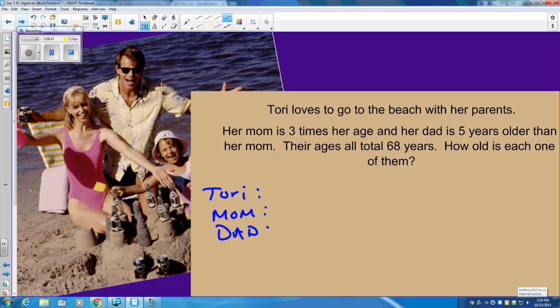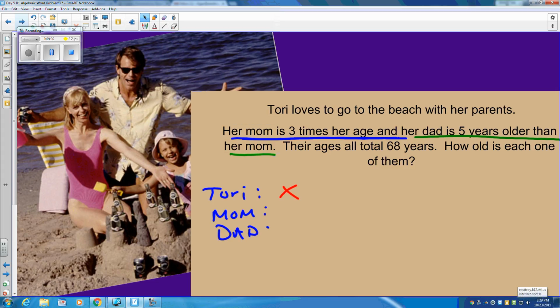So let's reread it. Tori loves to go to the beach with her parents. Her mom is 3 times her age. So we know something about mom. Her dad is 5 years older than her mom, so we know something about that. And we know something about all their ages. So the one we don't know much about is Tori. So let's start with that. Tori is going to be our single variable.